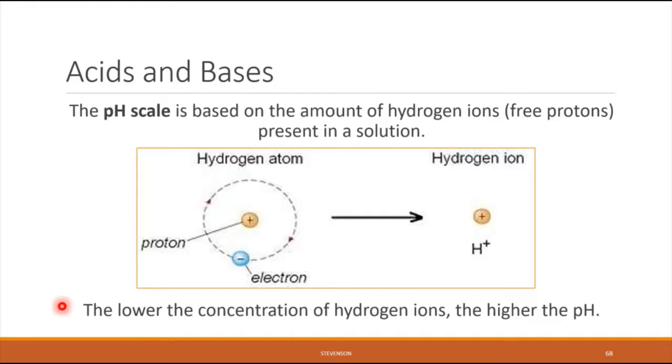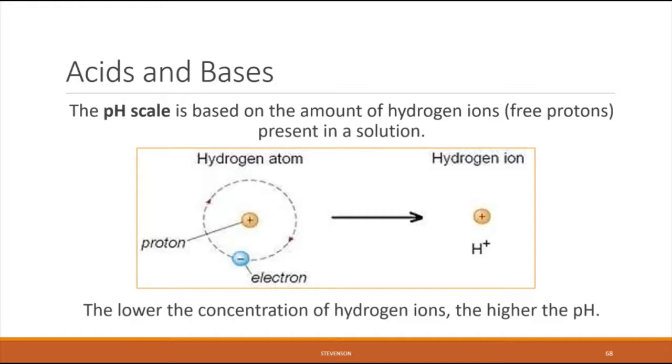Acids and bases, you may know, are measured on what's called the pH scale. But what you may not know is that the pH scale actually measures the amount of hydrogen ions present in a solution. That's what the H in pH stands for, is the hydrogen ions. Hydrogen ions are the same thing as protons.